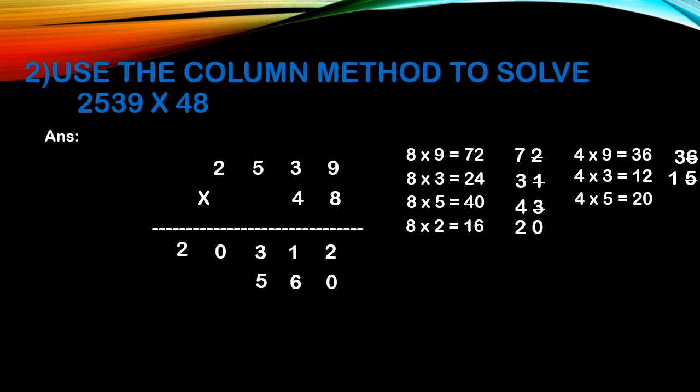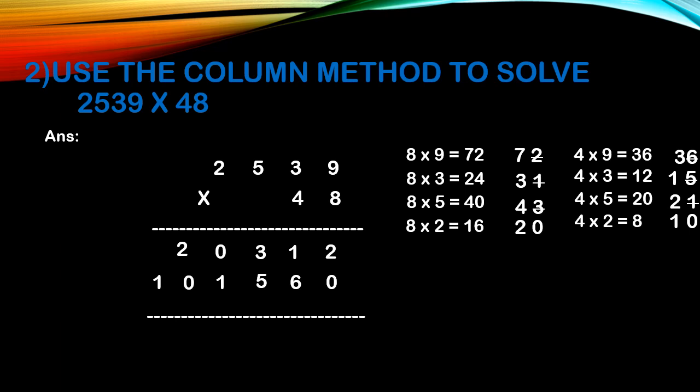Then 4 5s are 20. Already we have 1. 20 plus 1, 21. So write 1 here. Then 4 into 2. 4 2s are 8. 8 plus 2, 10. So write 10 as it is.